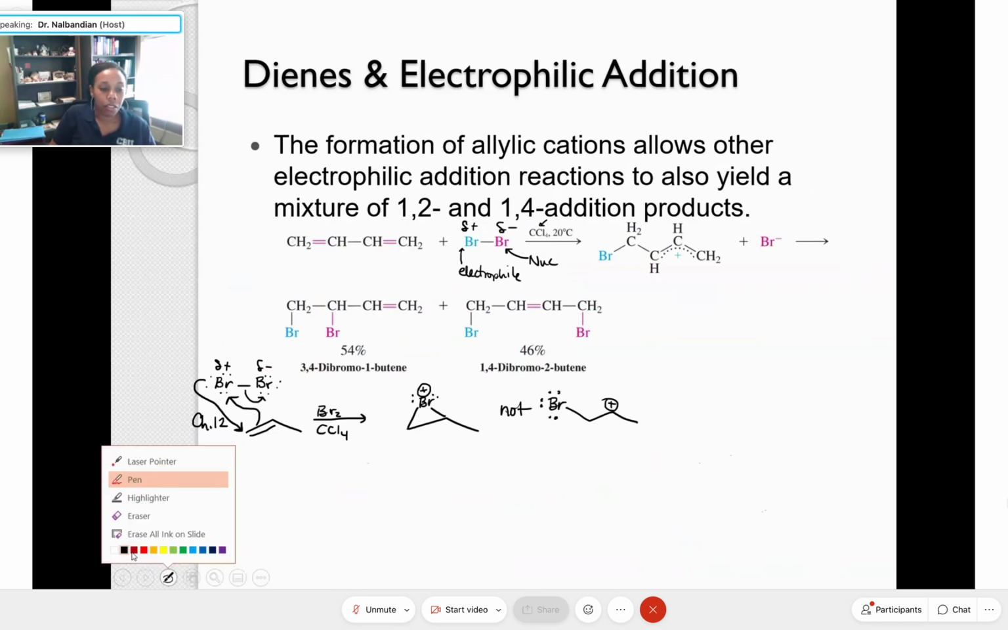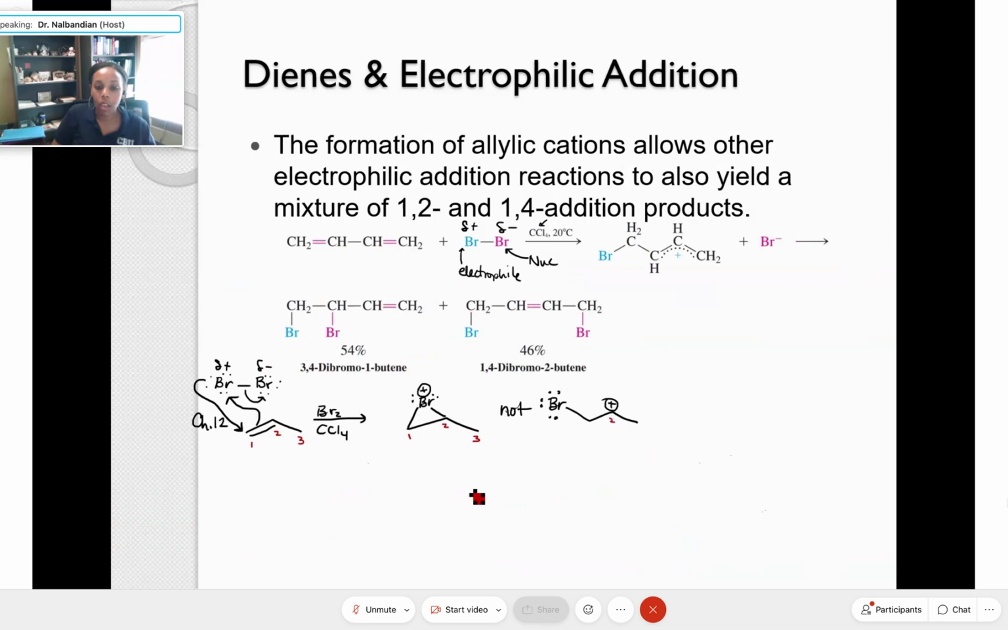What's the difference here? So let me number these. So 1, 2, 3, 1, 2, 3, 1, 2, 3. What did we say was the difference here? Well, we said that we weren't going to form this because here we have a sextet of electrons, whereas here we have all octets. Every atom, even the bromine, has an octet of electrons. So that's what we said. We said we were going to form the bromonium ion because we get all octets instead of a sextet.